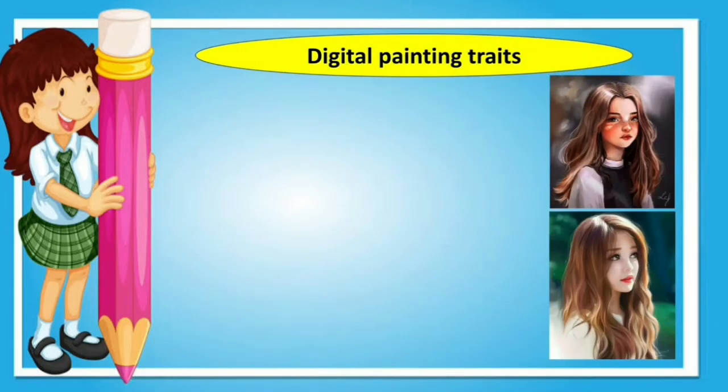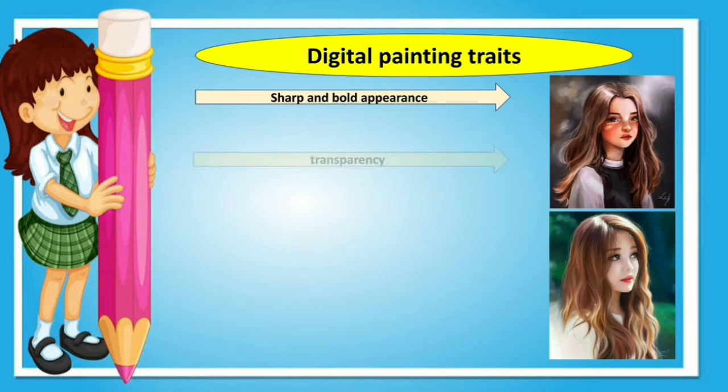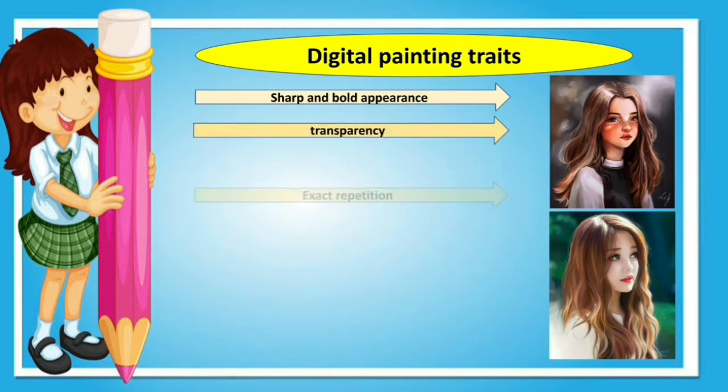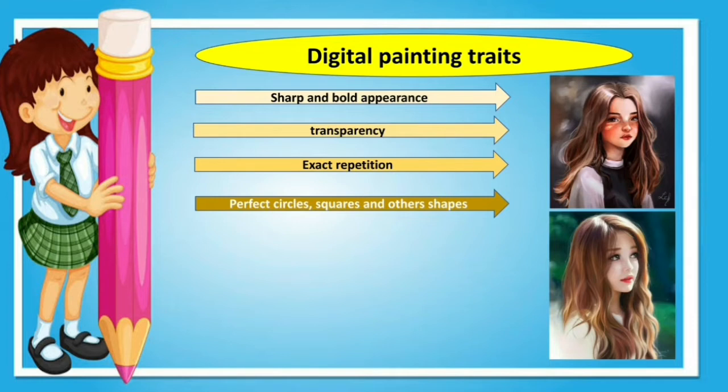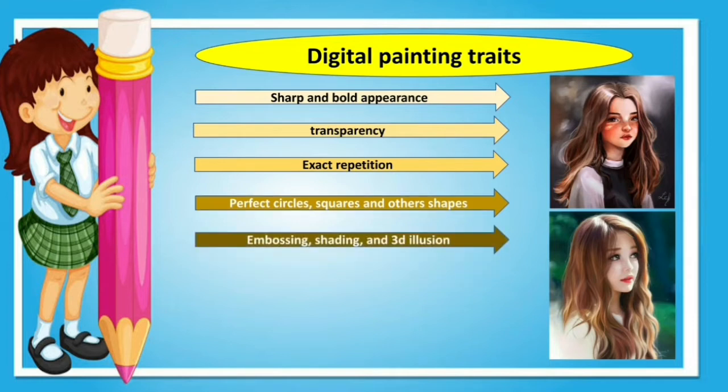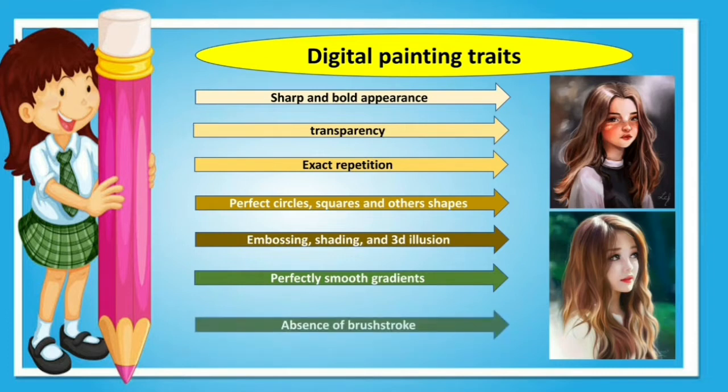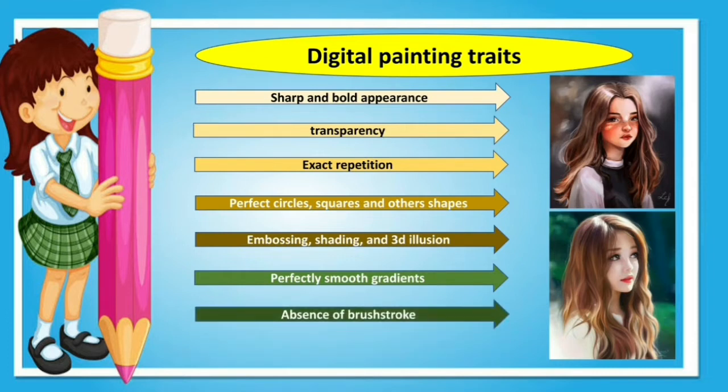Digital painting traits include sharp and bold appearance, transparency, exact repetition, perfect circles, squares, and other shapes, embossing, shading, and 3D illusion, perfectly smooth gradients, absence of brush stroke, effects of automatic transformation.